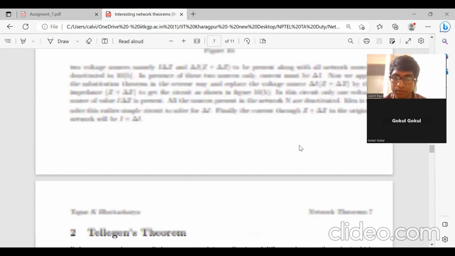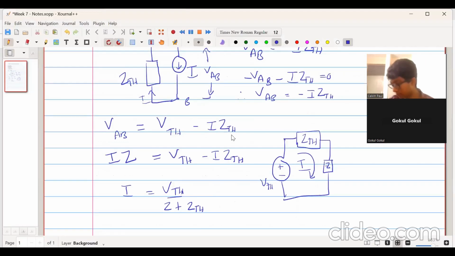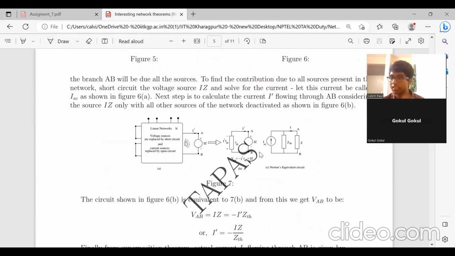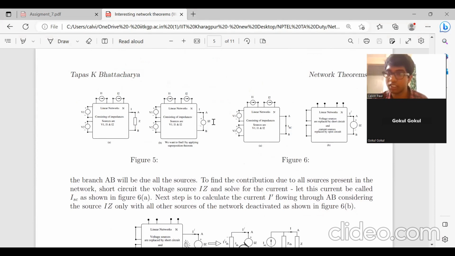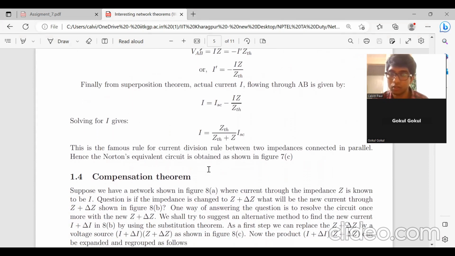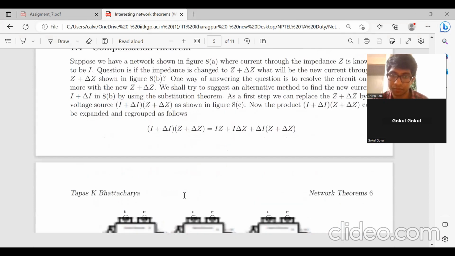Okay. So have you understood the proof for Thevenin's theorem? Yes, sir. Okay. So similarly, we can also prove Norton's theorem like that. They follow the same procedure: they find the short circuit current, they find the voltage, etc. So we will not go into that. We will directly go to the compensation theorem.